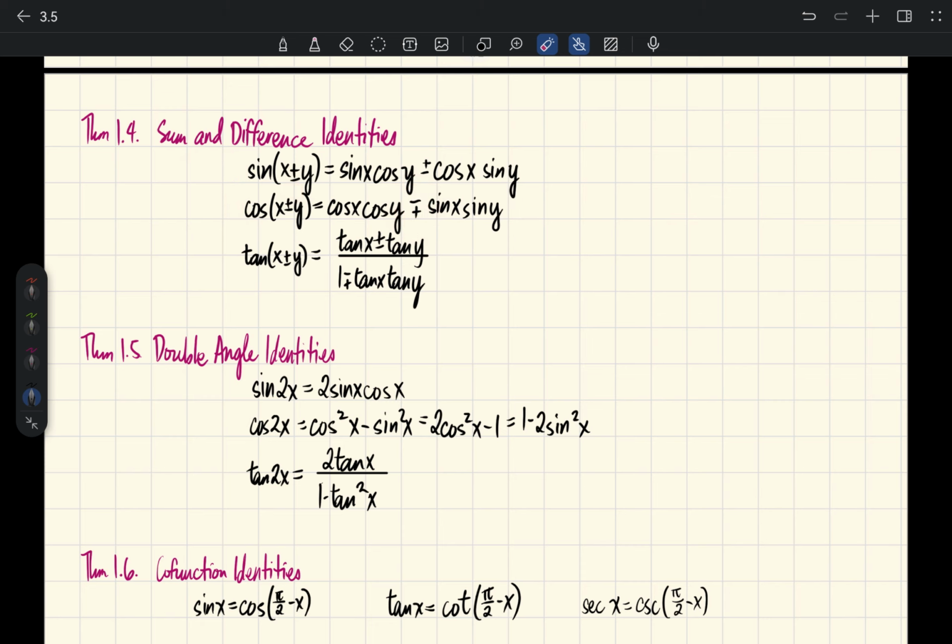Then for the third one, you have your tangent. So for tangent of x plus minus y, in the numerator, you have tangent x and tangent y as your two terms, and in the middle of them, you just copy the sign of whatever's inside. Then for the denominator, you have 1. Then here, you negate the sign. So once again, if you have a plus here, you do minus. But if you have minus inside, you do plus. So you have 1 minus plus tangent x times tangent y.